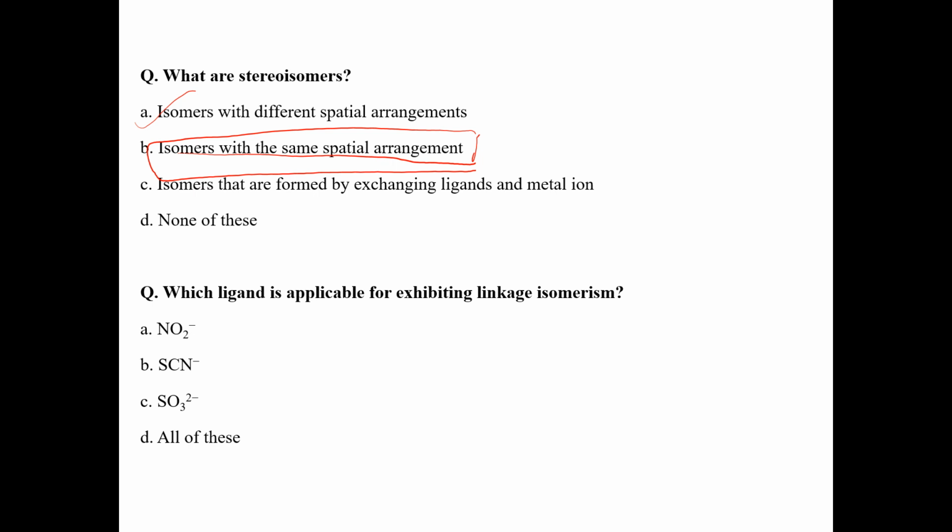Okay, the second is which ligand is applicable for exhibiting linkage isomerism. Basically linkage isomerism is shown by ambidentate ligands, because they have more than one donor atom and they can connect to the metal center through any of them. So you can see in all these three ligands the metal can join through either sulfur, nitrogen, or oxygen.